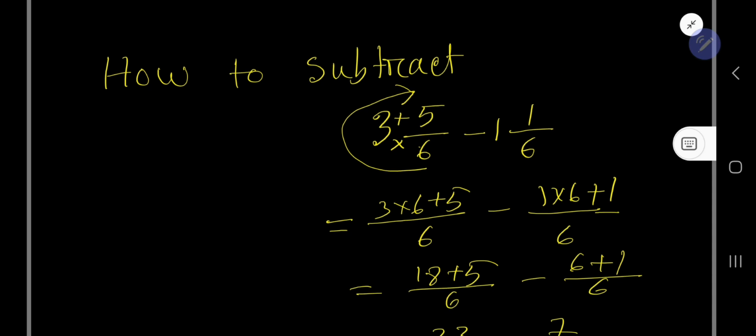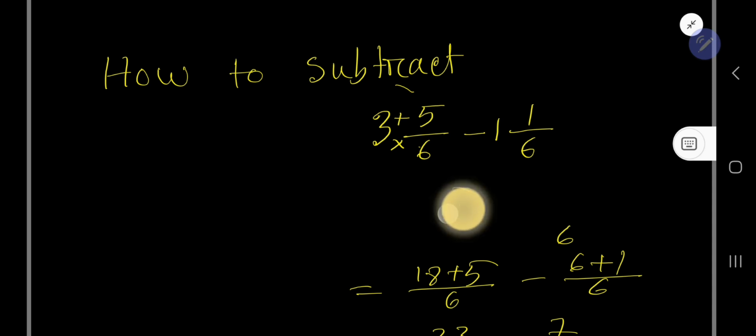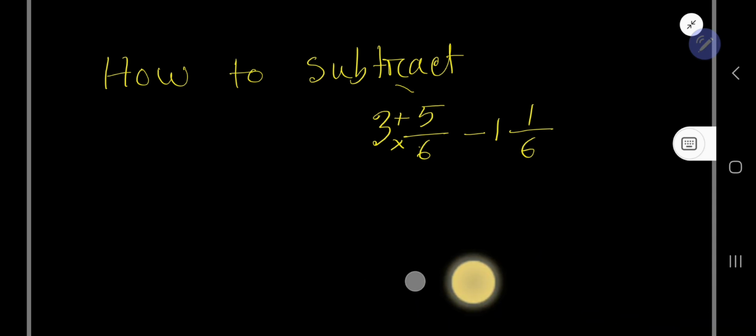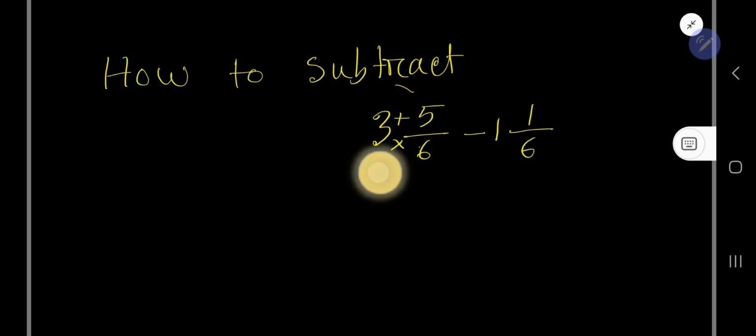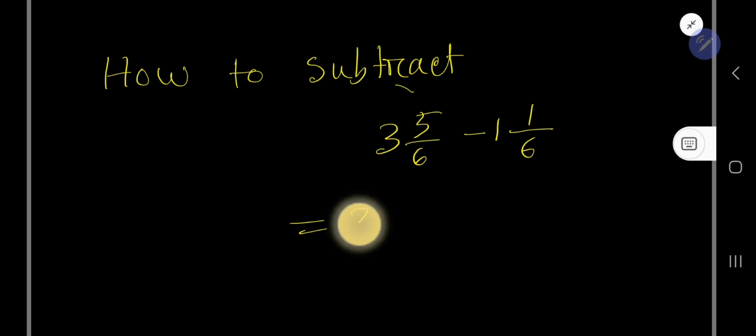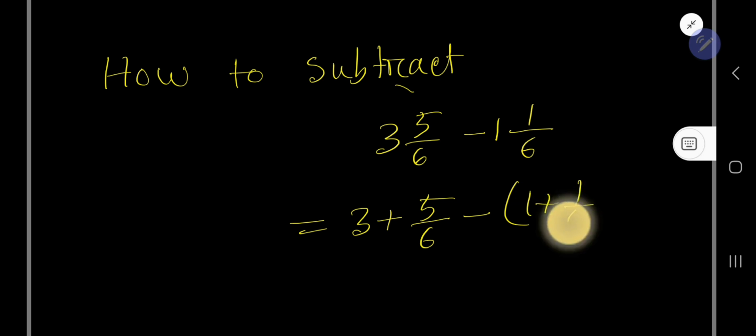Okay, so now I will show you the second way to solve this problem. I think you will feel better. We can rewrite this mixed number as 3 plus 5 over 6, right? We can also rewrite this mixed number as 1 plus 1 over 6.